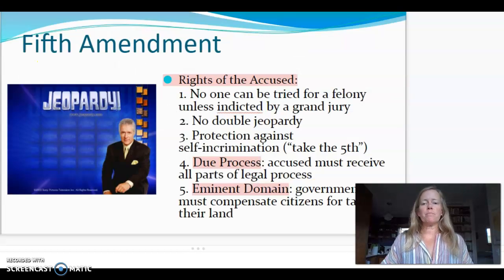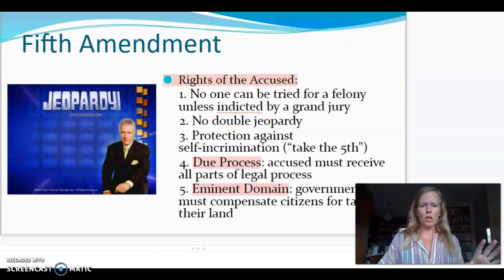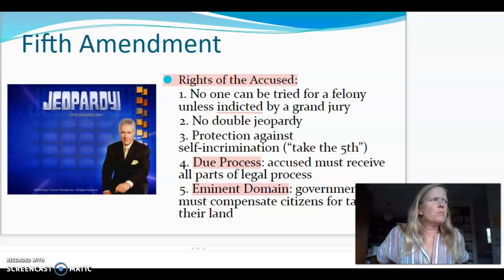Now, the Fifth Amendment, similar to the first, there are five parts. I'm going to go through these. Make sure you understand them, okay? Take notes. Write down a real-world example. So, the Fifth Amendment deals with the rights of the accused, okay? The first one might be unfamiliar to you, but if you've watched enough news, you might have seen this come up or heard this term.